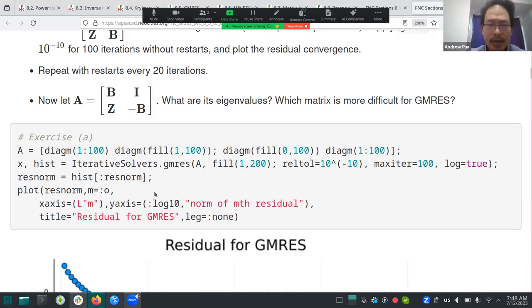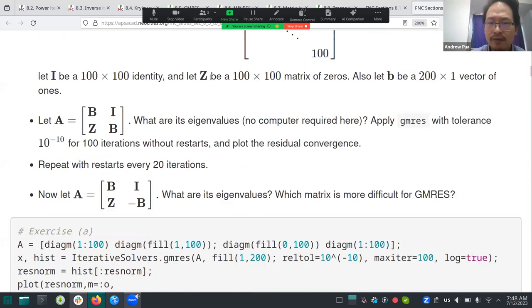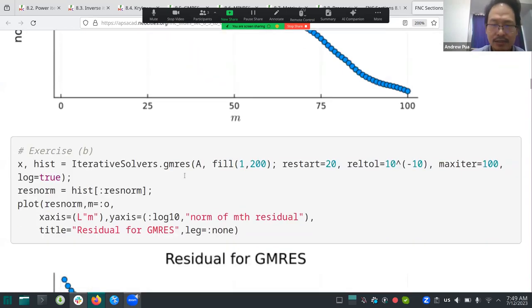But again, if you could follow the Julia code from that section, it's really just changing things here and there, and then looking at the impact of these eigenvalues, the impact of changing this matrix to have positive and negative eigenvalues, the impact of having restarts, those kinds of things. Okay.